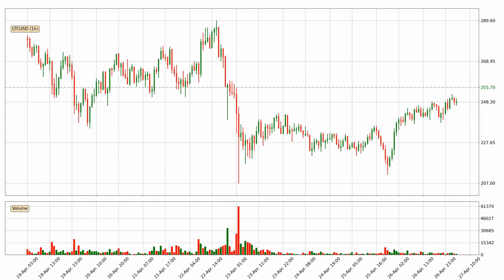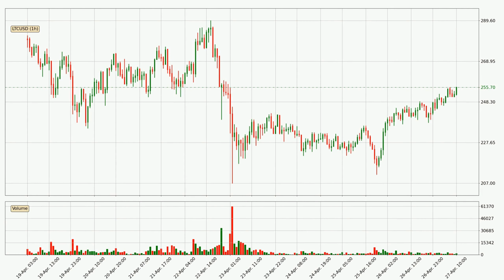Let's get started. Today, find out how the price of Litecoin has changed and what the technical indicators SMA, EMA, divergence and stochastic RSI show. If you are unfamiliar with the indicators, check out the explanation videos below.